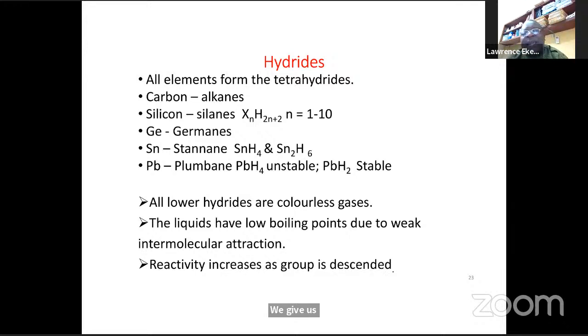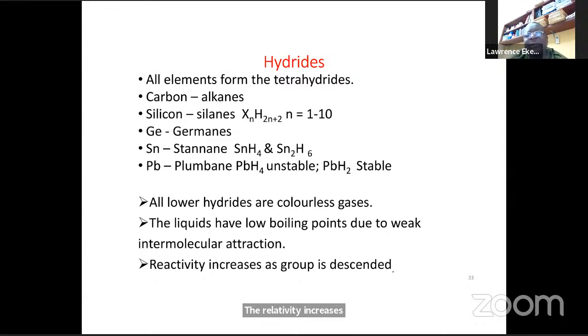One thing that we must note here is that the tetrahydrides of lead are unstable. But the dihydrides of lead are stable. So the plumbane at oxidation state 4 is unstable, while the plumbane at oxidation state 2 is stable. The reactivity of these tetrahydrides increases as the group is descended.